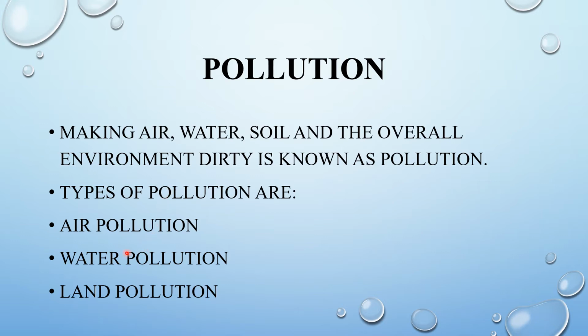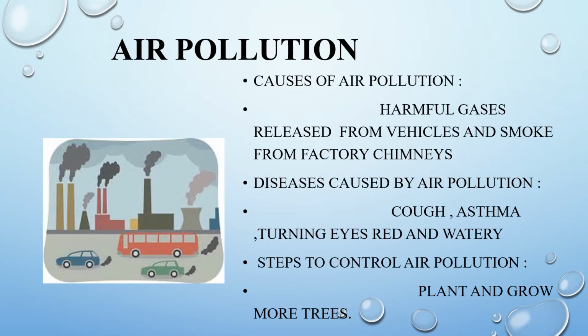Let's see the different types of pollution: air pollution, water pollution and land pollution. Now we will study about each kind of pollution. So let's see first, we'll study about air pollution. Children, harmful gases from cars, buses, trucks and other vehicles and smoke from factory chimneys are released into the air, and these cause air pollution.